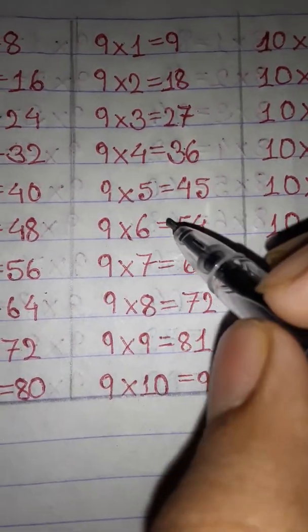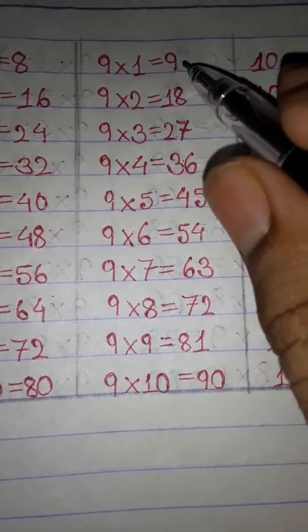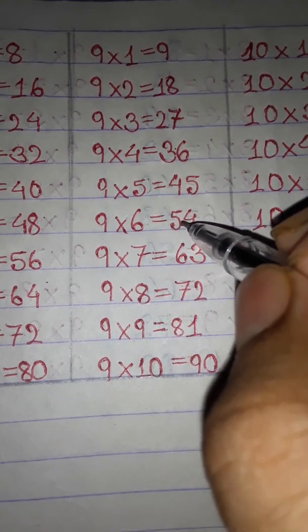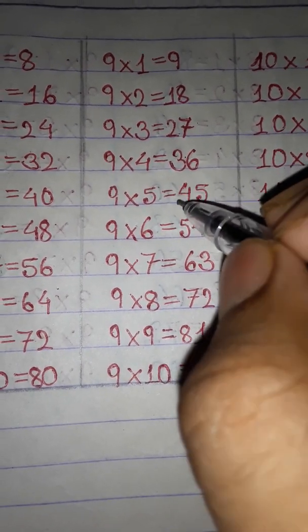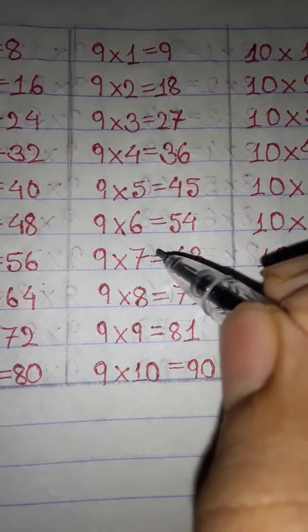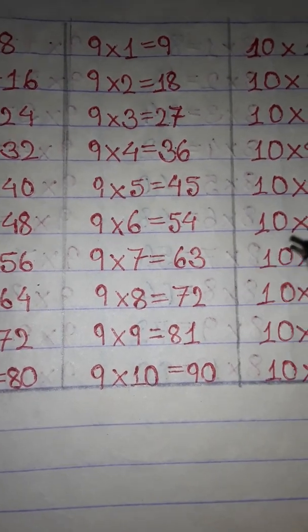Now the next one is 9 into 5 is equal to 45. For getting the answer of this, you have to add 36 plus 9. The answer will be 45. Now the next one is 9 into 6. For this, you have to just add 45 plus 9. The answer will be 54. So now the next one is 9 into 7 is equal to 63. For this you have to add 54 plus 9. The answer will be 63.